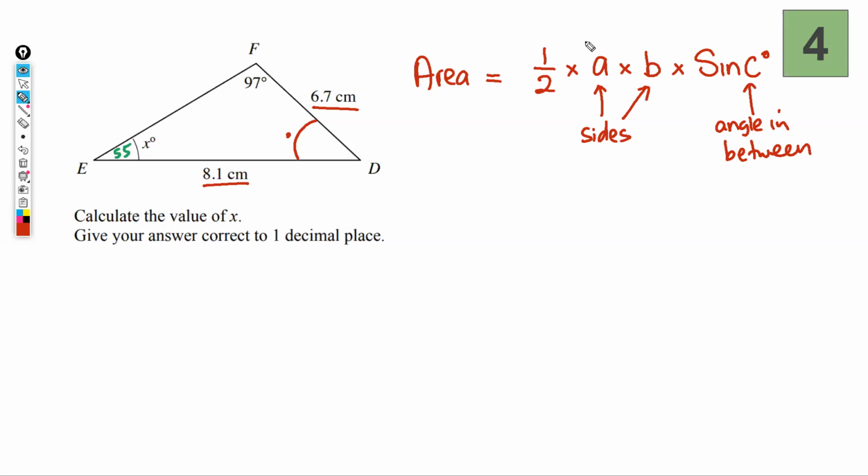Then you will have the 8.1, the length of one of the sides, and 6.7, the other side. And I just showed you how to find capital C, the angle in between them. See if we can send the correct answer now. That's right.